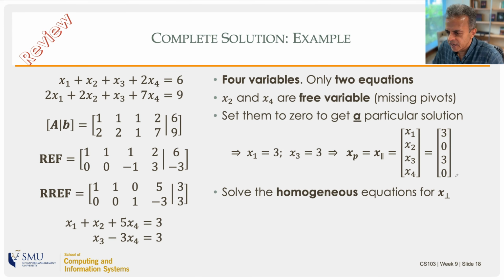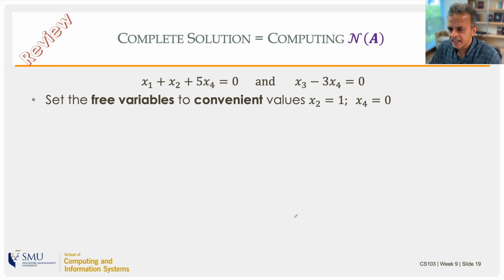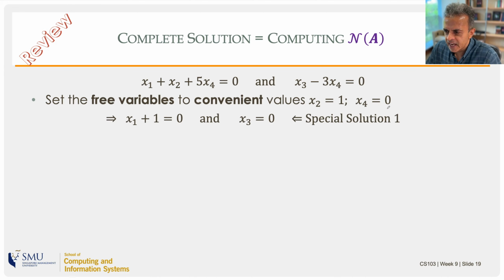Then, in order to get the so-called special solutions, solutions that belong to the null space, which we'll call xs or x perpendicular, because this was parallel. So you set the right-hand side to be 0 because that's what we're looking for. Again, set the free variables to convenient values so that you get the non-free variables. So set x2 equal to 1, x4 equal to 0. So that is the first step. Those are convenient. Then you get x3 equal to 0. That's a special solution. x2 is already set to 1.